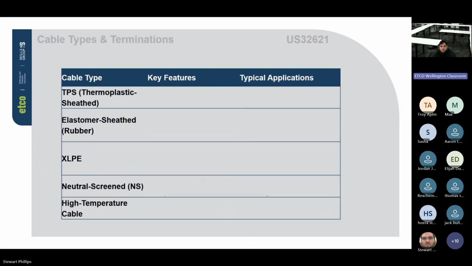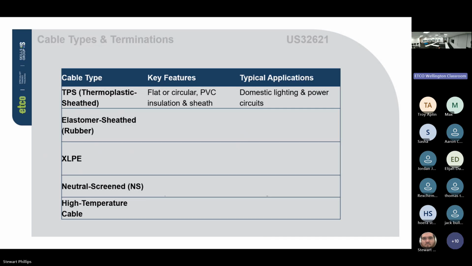Cool. So now let's talk about cable types and terminations. So some of our standard ones you'll come across: TPS, or our thermoplastic sheathed; elastomer sheathed or rubber; XLPE; neutral screen; and high temp. So some key features. So TPS is usually flat or circular. It has a PVC insulation and sheath. Typical applications: your domestic lighting and power circuits, as well as your commercial power circuits, and probably a little bit of industrial too.